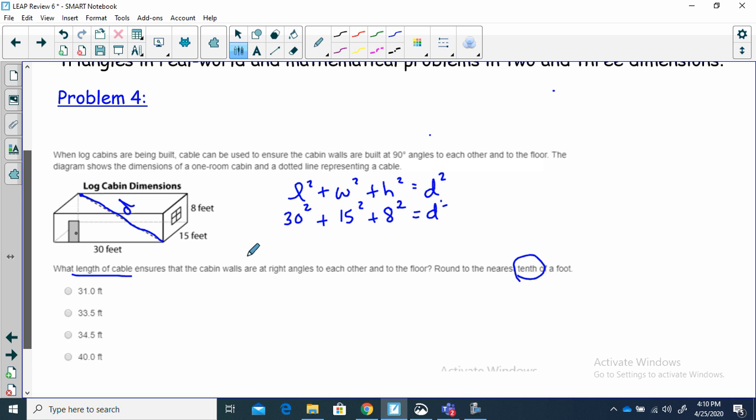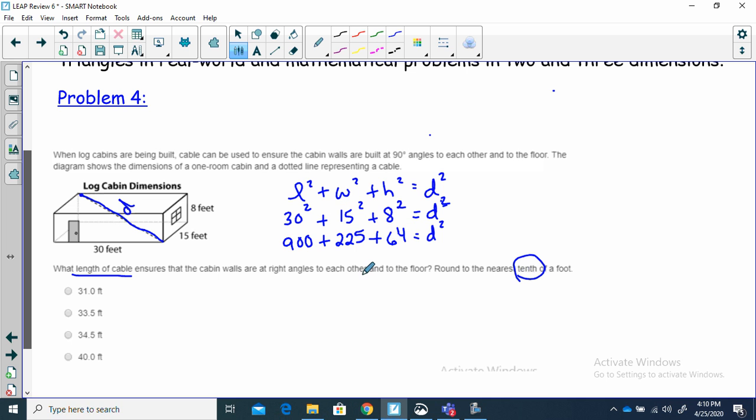With your calculator, find 30 squared. Put in 30, square it, or say 30 times 30, and you get 900. So we substitute 900 in place of 30 squared. 15 squared: in your calculator, go 15 squared, or 15 times 15, and you get 225. So let's substitute 225 in place of 15 squared. And 8 squared, you should know, would be 64. That's equal to D squared.